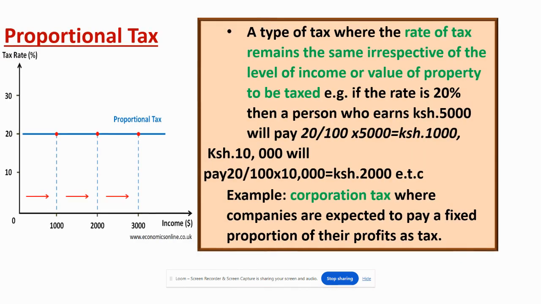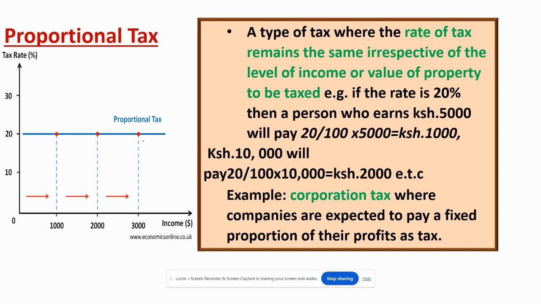Then we have proportional tax. This is the type of tax where the rate remains the same irrespective of the level of income or value of property to be taxed. If the rate is 20%, then the person who earns 5,000 will pay 20 out of 100. The person who earns 10,000 will pay 20 out of 100 times 10,000, which is 2,000. So, as you can see from our diagram, the proportion means that they are paying the same.